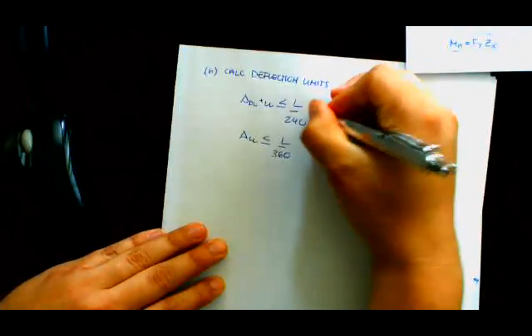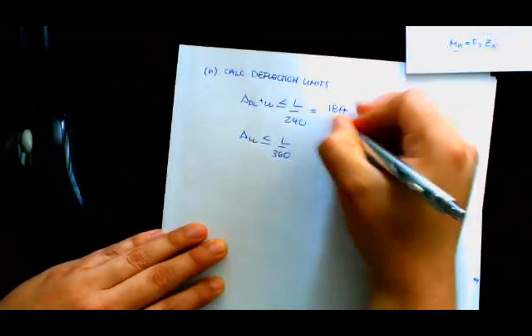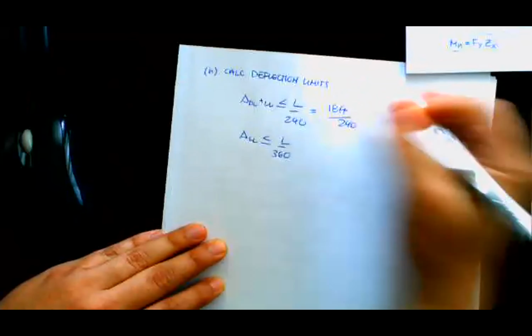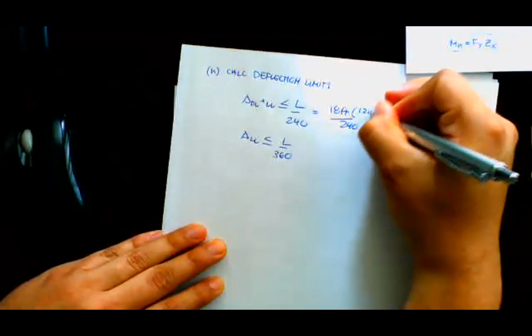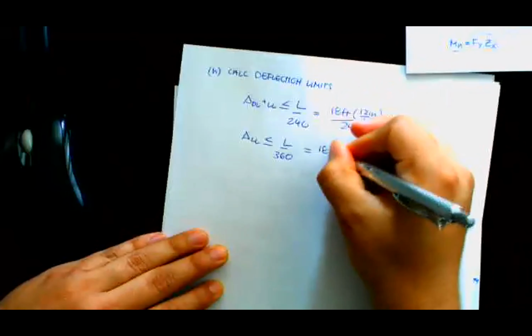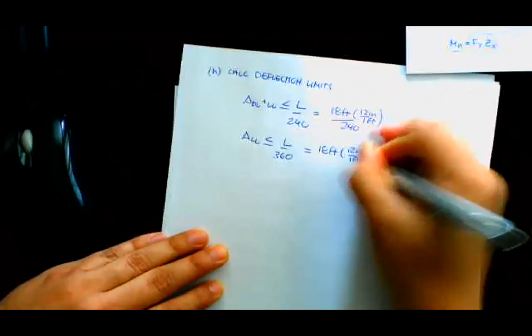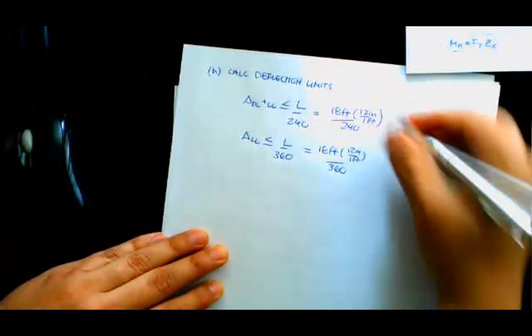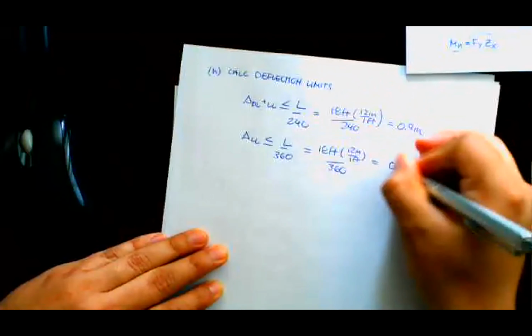So what I'm going to do is say 18 feet, which is the length of the beam, divided by 240. But I'm going to convert the feet to inches. I'm going to convert the feet to inches again. And I'm going to calculate this. This gives me 0.9 inches. This gives me 0.6 inches.